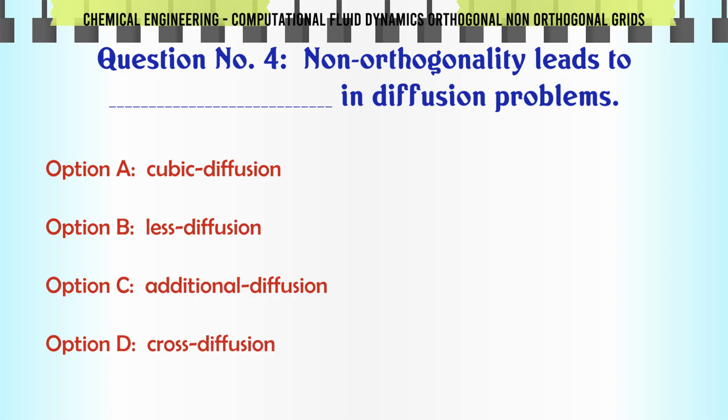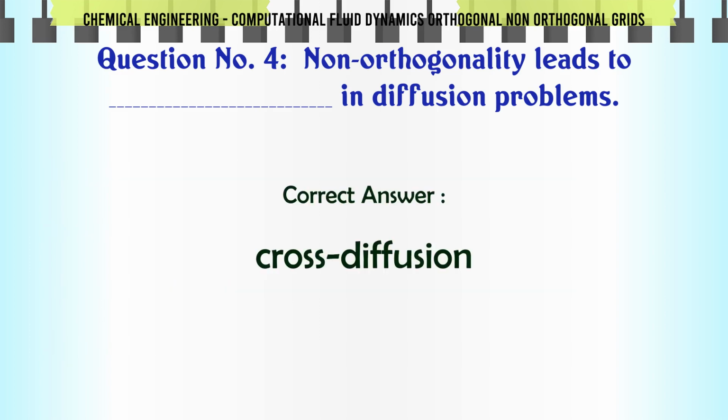Non-orthogonality leads to what in diffusion problems? A. Cubic diffusion. B. Less diffusion. C. Additional diffusion. D. Cross diffusion. The correct answer is cross diffusion.